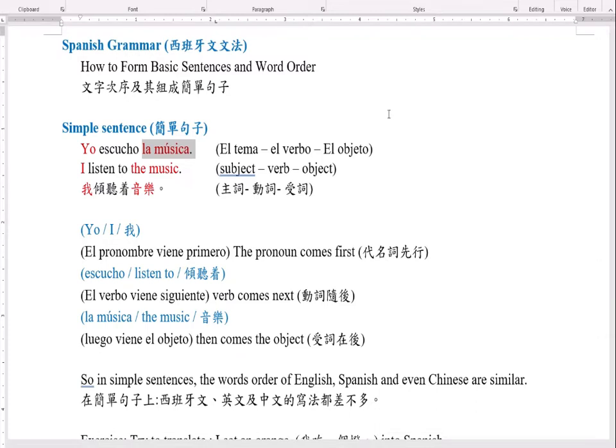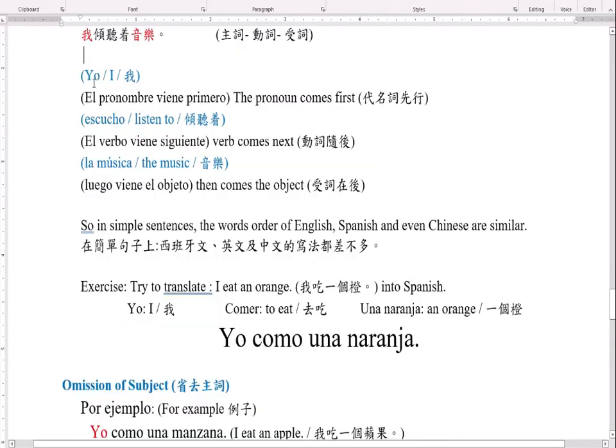The word order of a Spanish sentence and the word order of an English sentence are very similar. They are using subject plus verb plus object. El tema, el verbo, y el objeto. Yo means I. El pronombre viene primero. Pronouns come first, and then the verb comes next. El verbo viene siguiente, and then comes the object, the music. Luego viene el objeto. So in a simple sentence, the word orders of English, Spanish, and even Chinese are very similar.